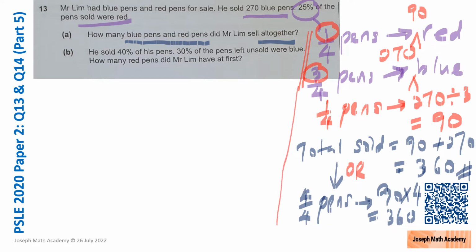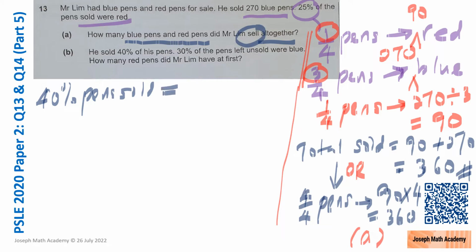Okay, I'm going to do part B on the left side. He sold 40% of his pens. So using part A to help us do part B. Part A says that 40% of the pens sold. If you borrow part A, the sold should be 360. So 40% of the pens sold should be 360.